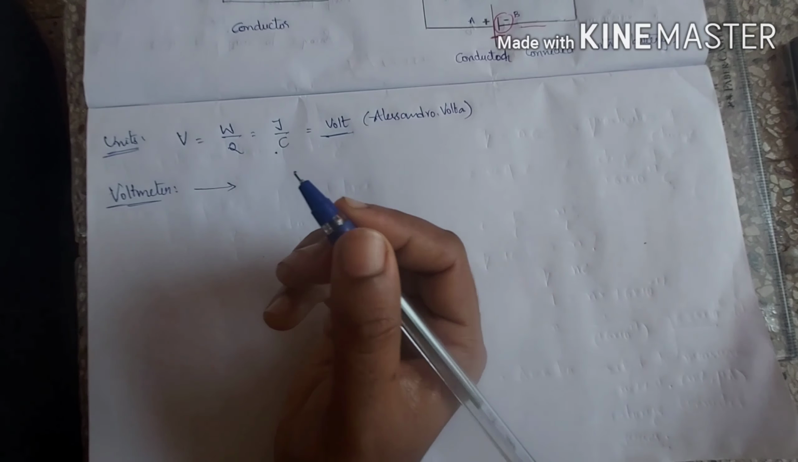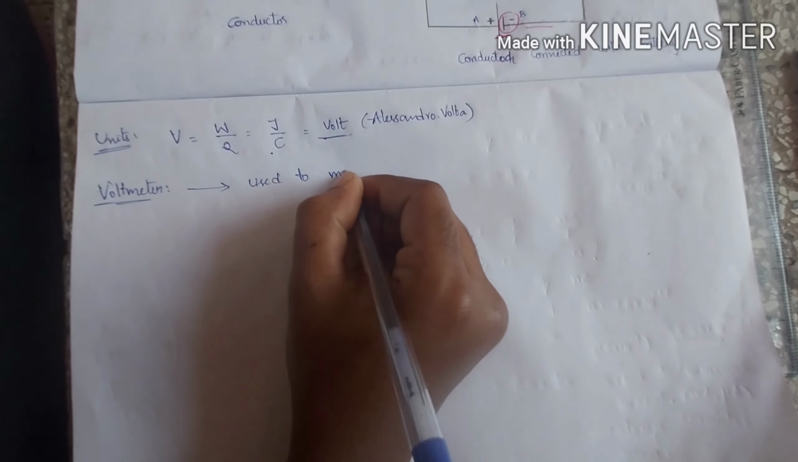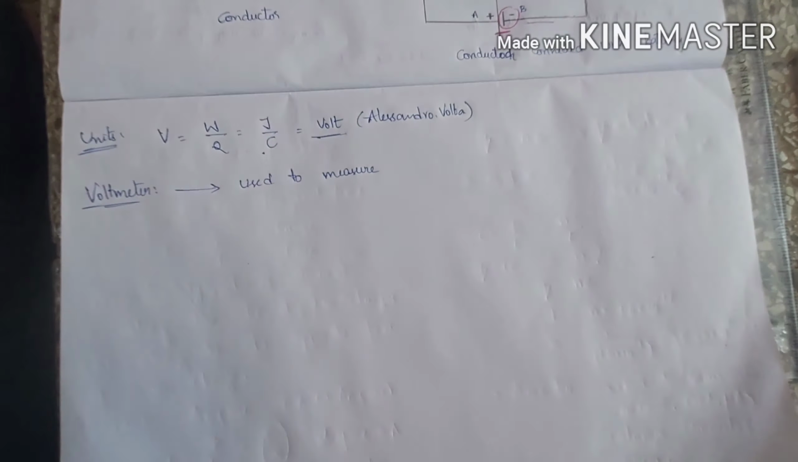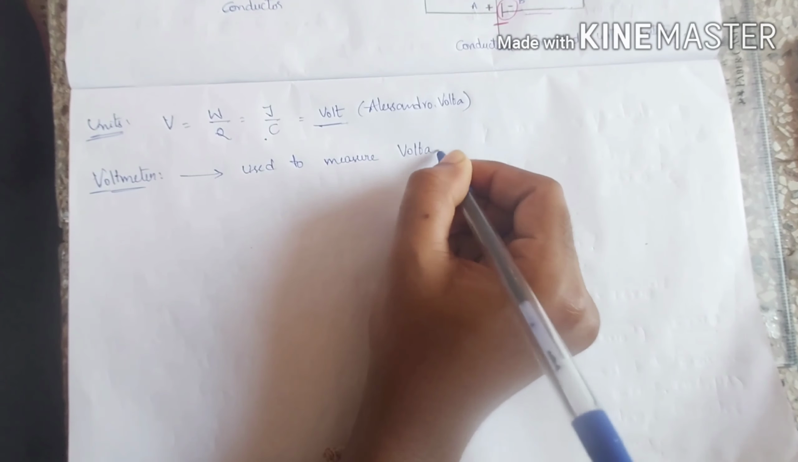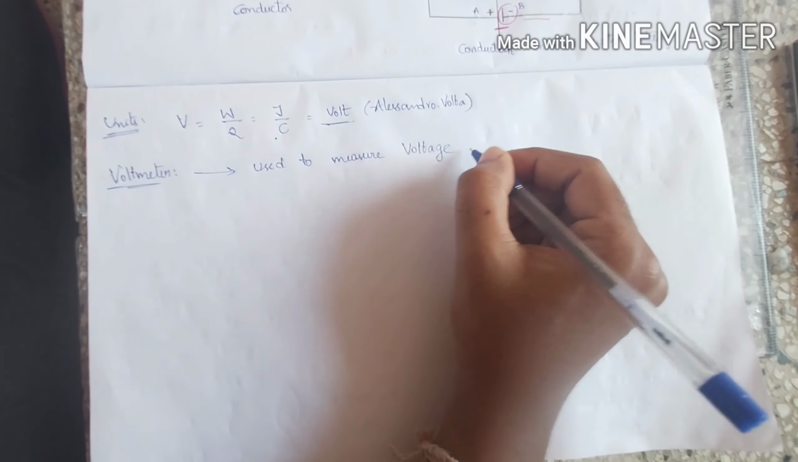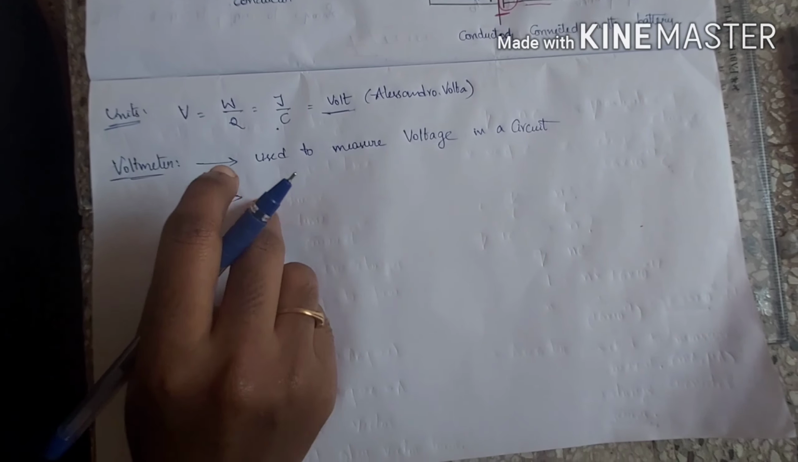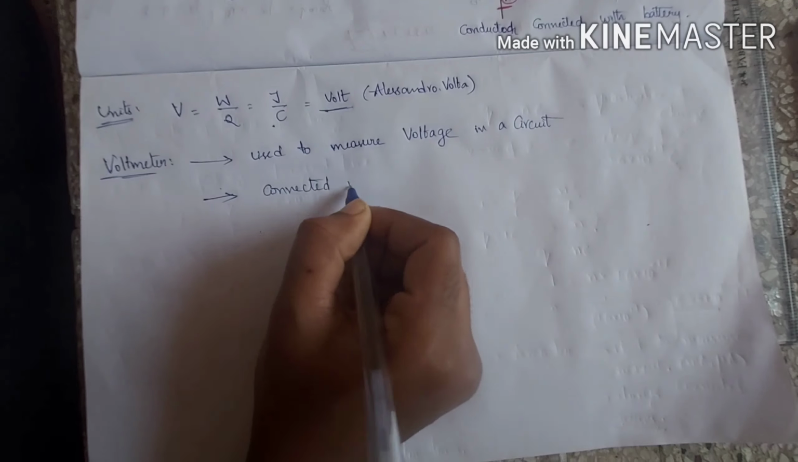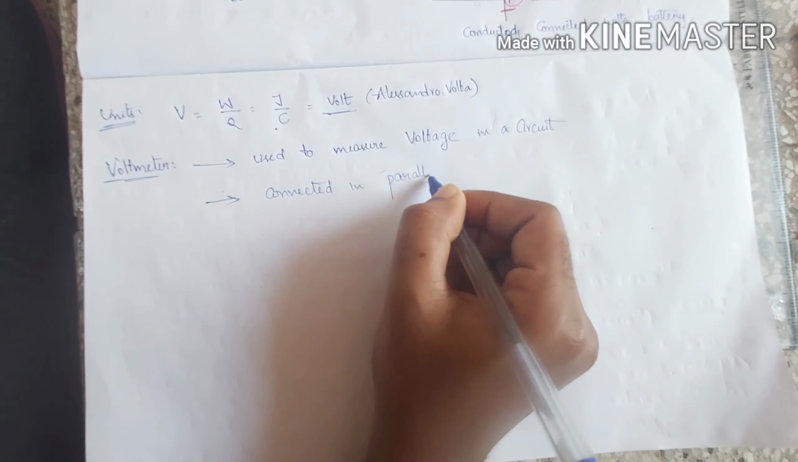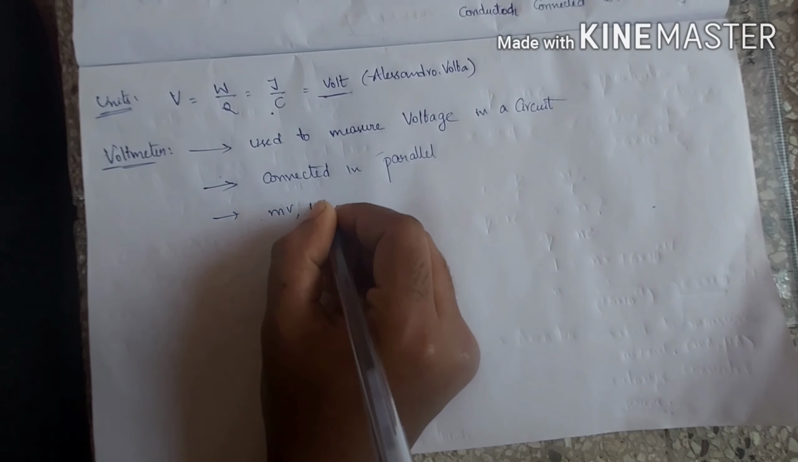We'll write this: voltmeter, the device that is used to measure voltage. In most cases, instead of saying potential difference, we'll use the word voltage. So this device is used to measure voltage in a circuit, but unlike an ammeter, a voltmeter is connected in parallel in a circuit, and this measures the voltage in millivolt or microvolt.